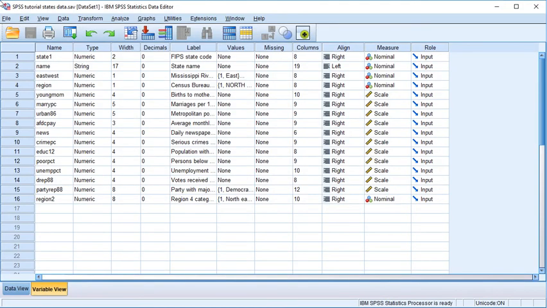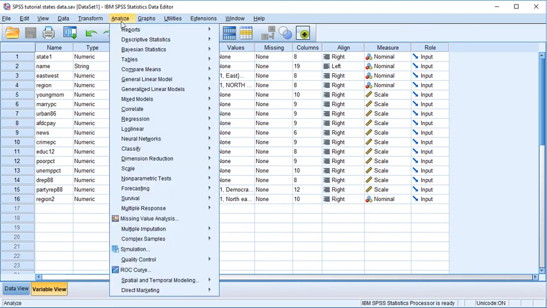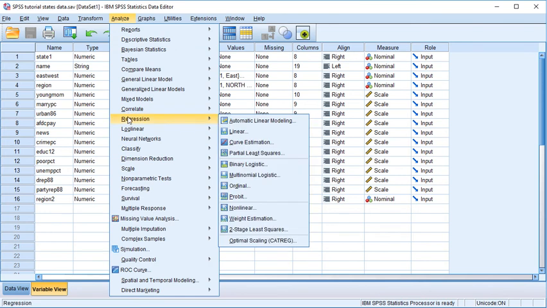We have before us a states data set that I've created for some of these SPSS tutorials, and what we're going to do here is demonstrate how to generate regression analysis results as well as construct confidence intervals in SPSS. To generate a regression model, let's go to Analyze, come down to Regression, and choose Linear for the option.